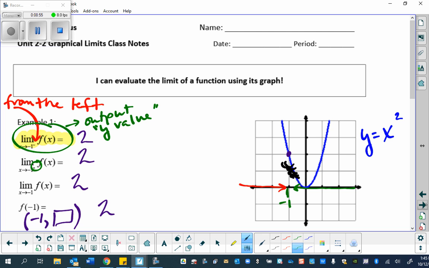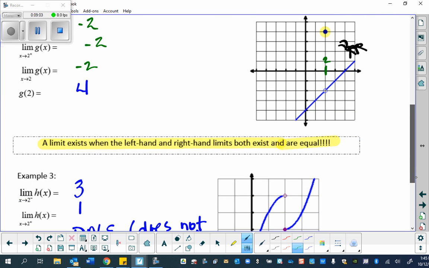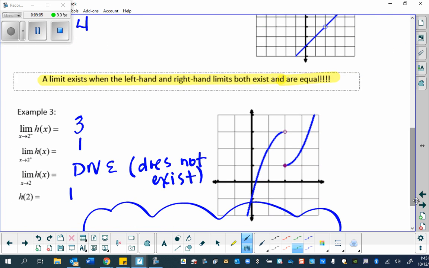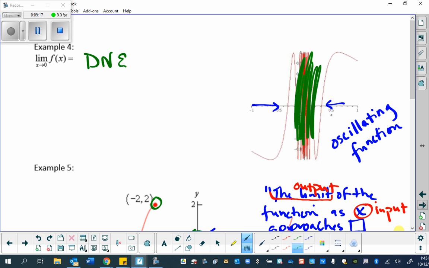When we were looking at the limits using a graph, we talked about the value as it's approaching, and we had a good time talking about Mr. Ant walking on the graph. And the limit exists when both the left-hand and right-hand limits were equal. And you ended up adding a thought bubble about what you thought was important about that lesson. If you ever find an oscillating function, that limit does not exist.